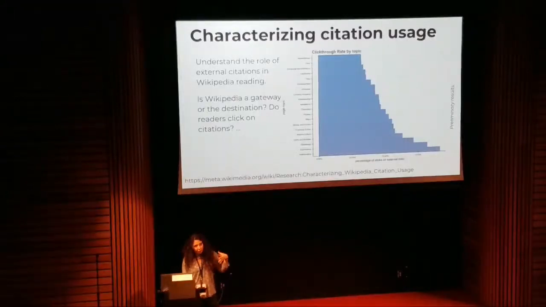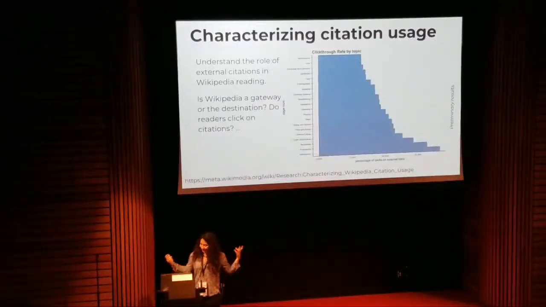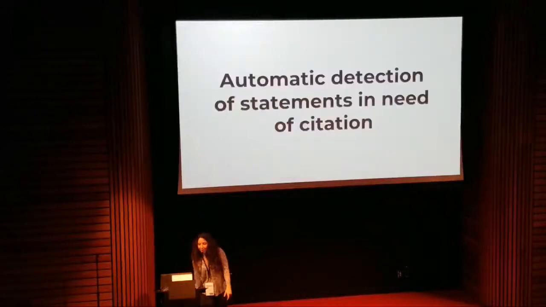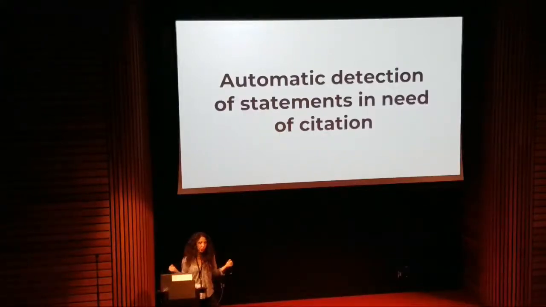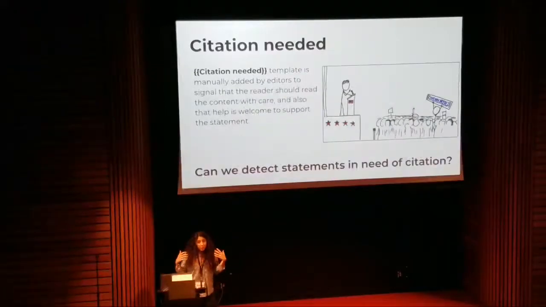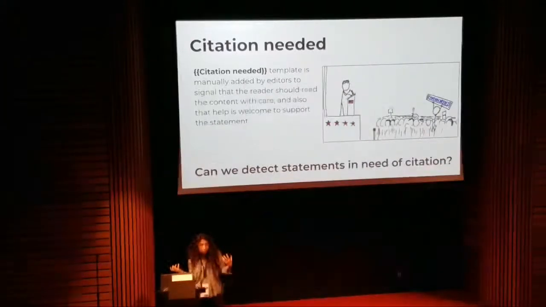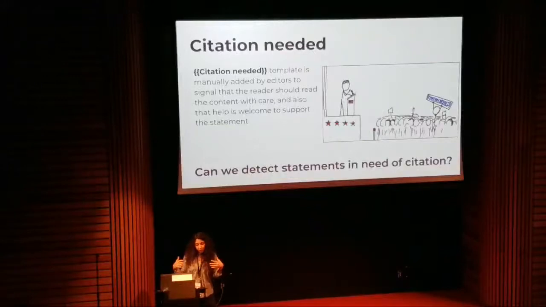So click-through rate on citations becomes higher for more geeky topics, which makes sense. And okay, so another work that we did is in the context of automatic detection of statements in a citation. Basically, editors in Wikipedia, obviously, are very responsible for ensuring that the verifiability policy is somehow respected in Wikipedia, that Wikipedia complies with the verifiability policy.